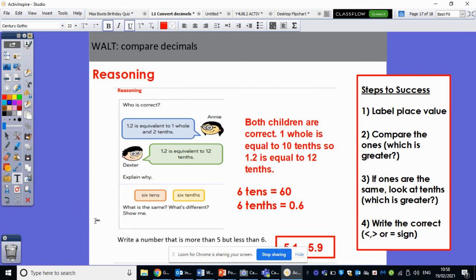And then finally, write a number that is more than 5 but less than 6. You could do anything from 5.1 up to 5.9. So 5.2, 5.3, 5.4, etc., etc.